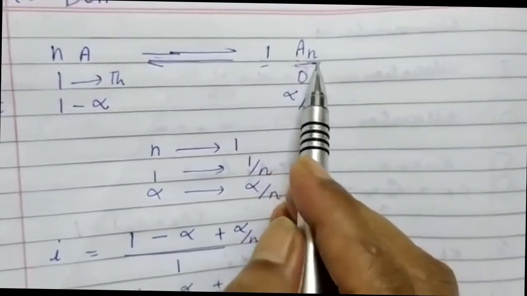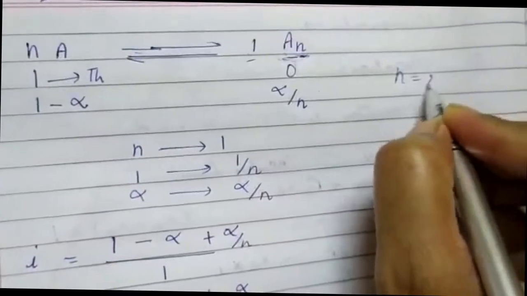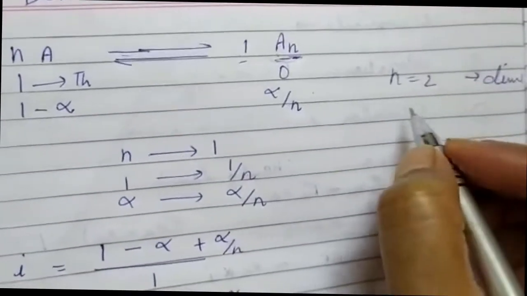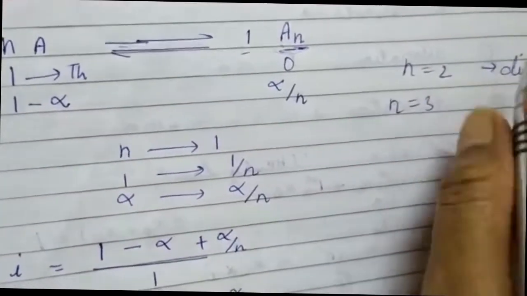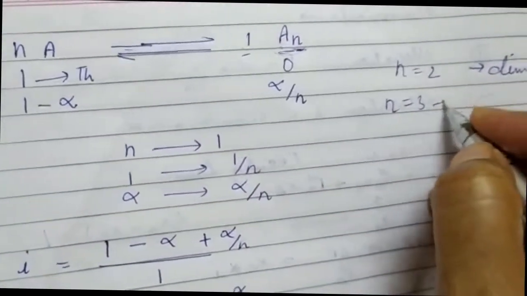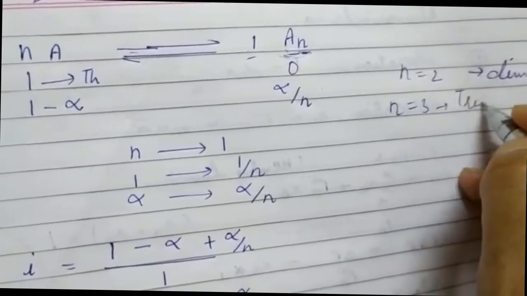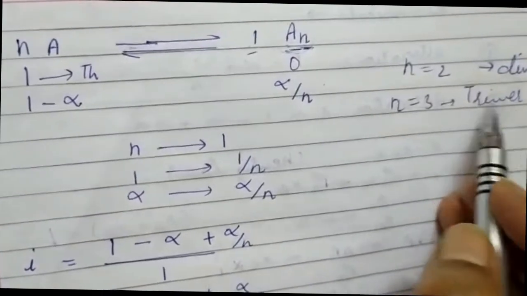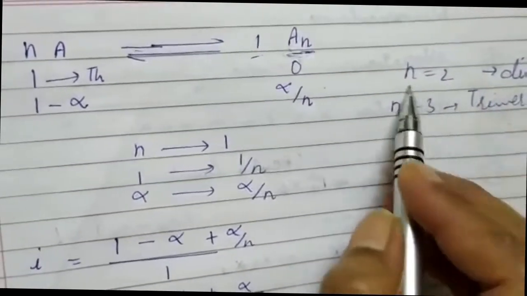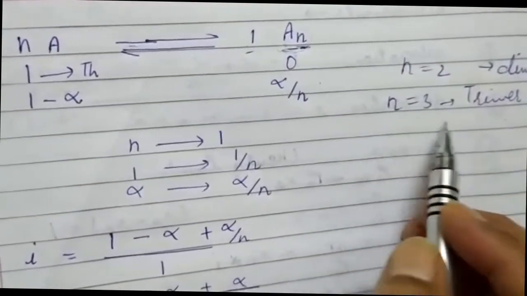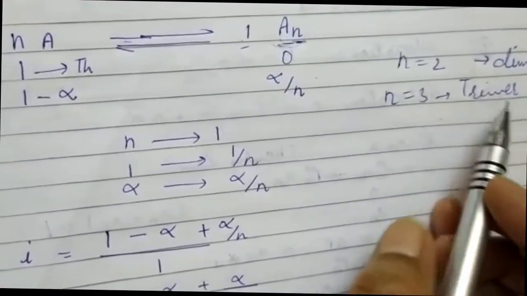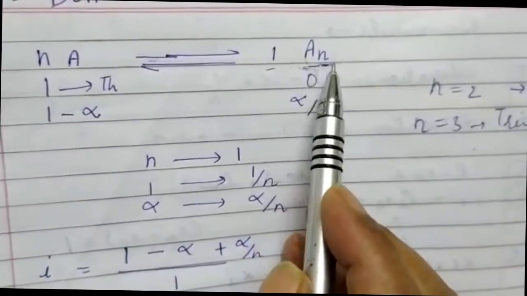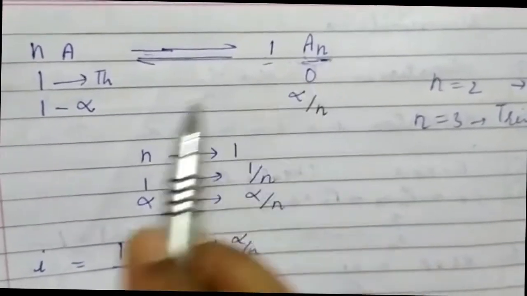In the case of a dimer, the value of n will be 2. In the case of a trimer, where three particles combine together to form a big particle, the n value will be 3. So for trimerization, the n value will be 3. Dimerization, n value will be 2. Tetramerization, n value will be 4, and so on. So how many particles are combining together? This we have to represent here as n.